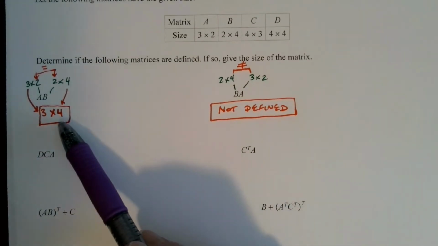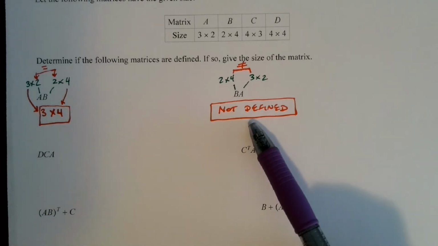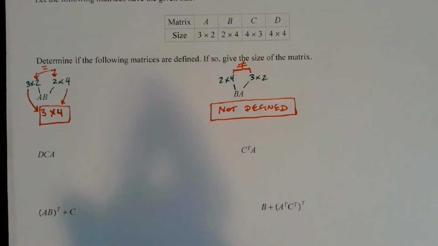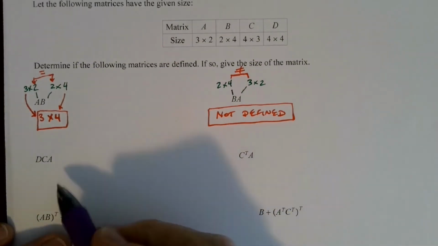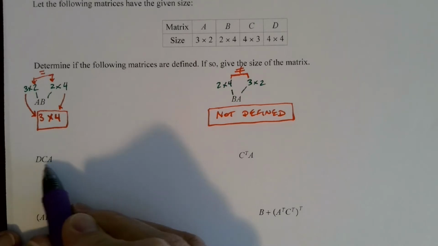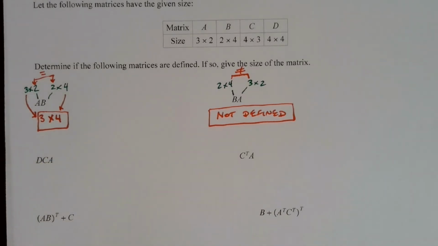And it's clearly not, because here you get a 3 by 4 matrix. Here you don't even get a defined operation. What about DCA? Can we multiply 3 matrices together? What do I do when I'm multiplying 3? Where do the parentheses go? Do I have to multiply D times C and then times A? Or can I multiply C times A and then times D? Well, the answer is you can do it either way.